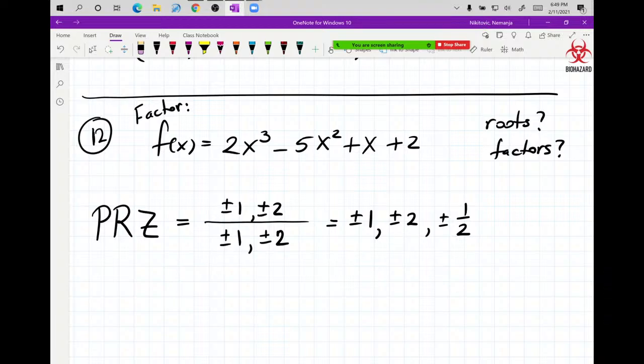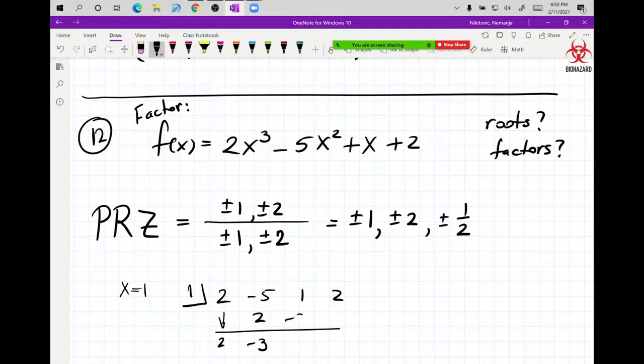So once you exhaust all of these combinations, you have your possible rational zeros, and it's time to start guessing, right? You can either go in order, or maybe you can pick and get lucky. Maybe. So let's start with x equals 1. Boom, 1. The polynomial is 2, -5, 1, and 2. Drop down 2, 1 times 2 is 2, add down, that's -3, add down, right on the money.